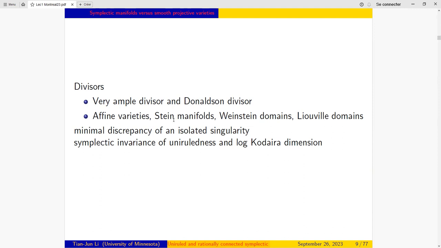Donaldson's construction: the assumption is, let's start with a simple assumption, like you have a symplectic form with integral class. And then after taking a sufficiently large multiple, say L, the class L omega is represented by a symplectic divisor. Anyway, let's discuss this later, right? Okay.